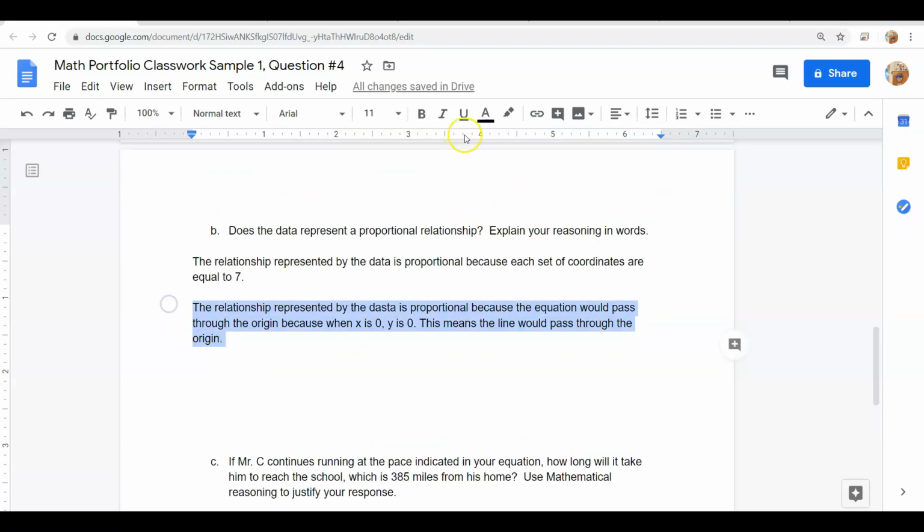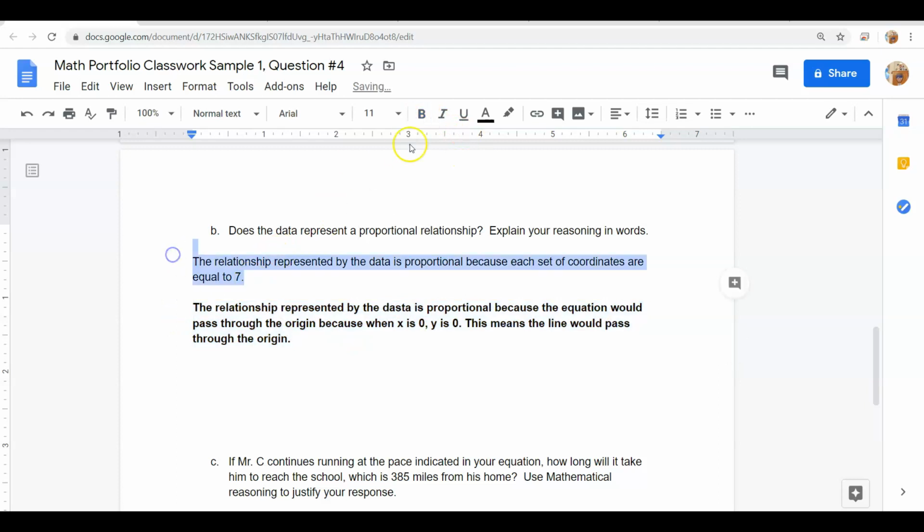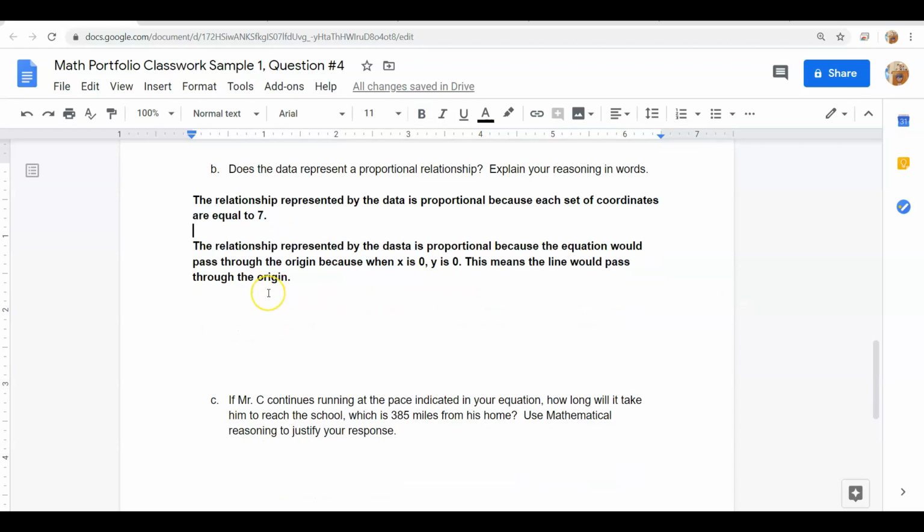Yes, you must write sentences, and you must write sentences like this. Again, if you write something like, yeah, just go through the origin, I'm going to say, but how do you know? And I'm going to return your paper. If you just say they're the same, I'm going to say, but how? And I'm going to return your paper. So if I see that, I'll know you didn't even watch the video.